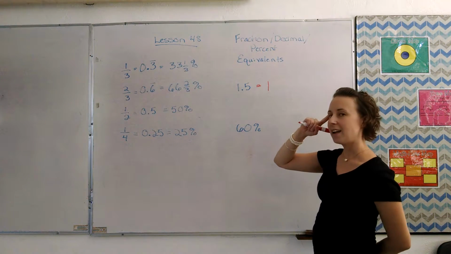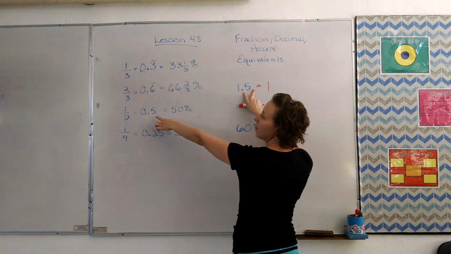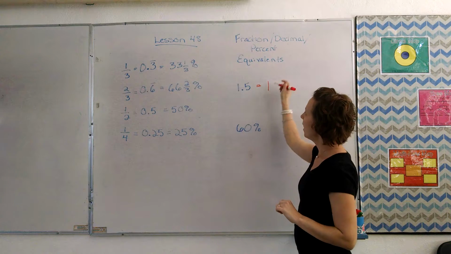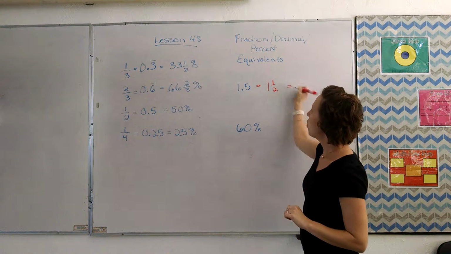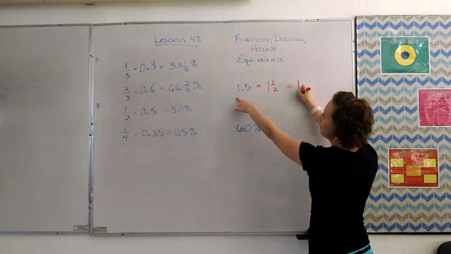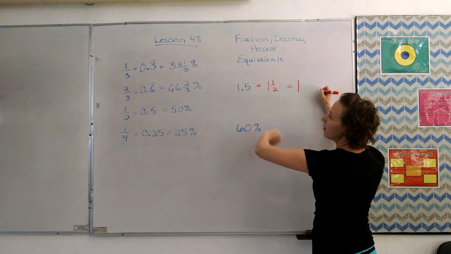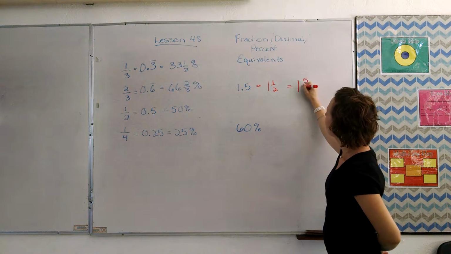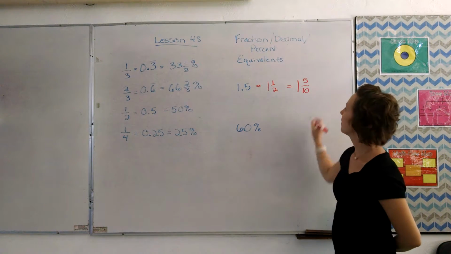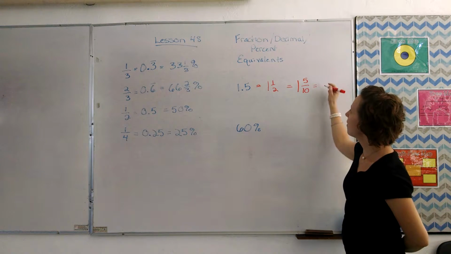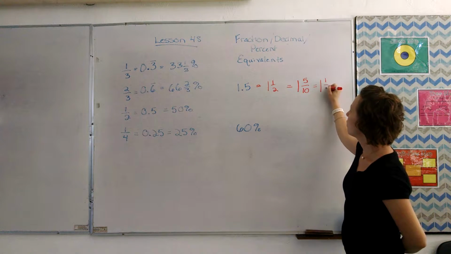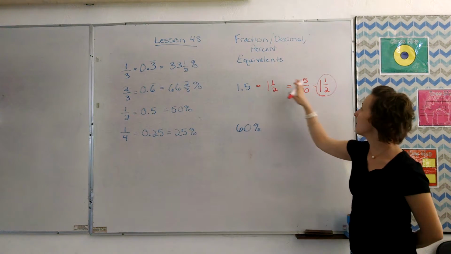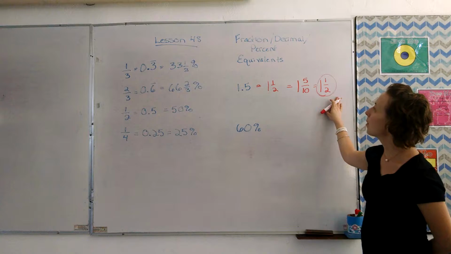Either I can look over here and say, wait, 0.5, that is 1/2 or 50%, and I can write it as 1 1/2. Or, I can keep my 1, keep my whole number. 0.5 is 5 in my tenths place, 5/10. Then I can reduce. 1 5/10 reduces to 1 1/2. Either way, my decimal has been converted into a fraction, in this case a mixed number.